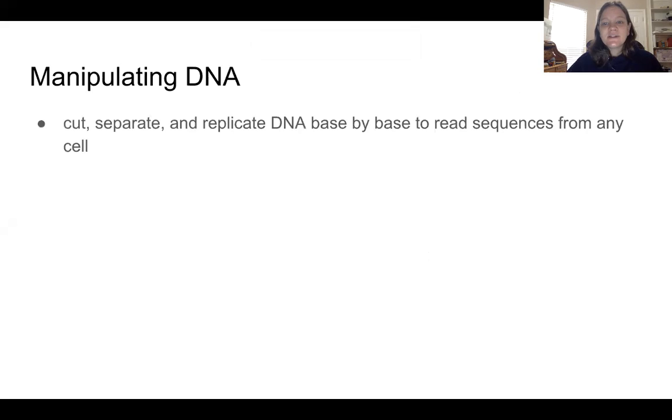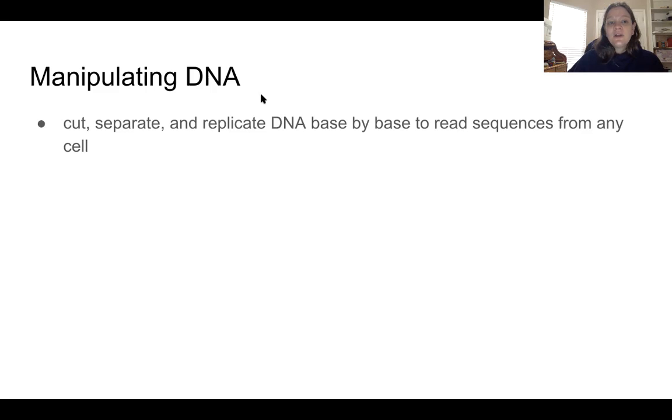All right, so let's get started with how we've learned about the human genome. The first step that we take when we're studying DNA, one of the first things that we'll do, is manipulate the DNA. To manipulate it, we need to be able to cut it, separate it, and then replicate the DNA base by base to read any sequence from any cell. So we need different methods to do each of these.